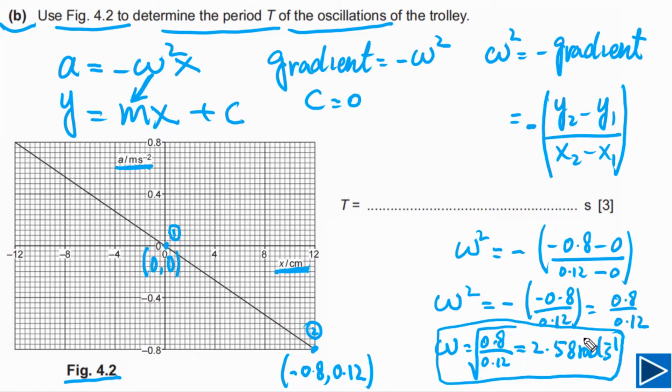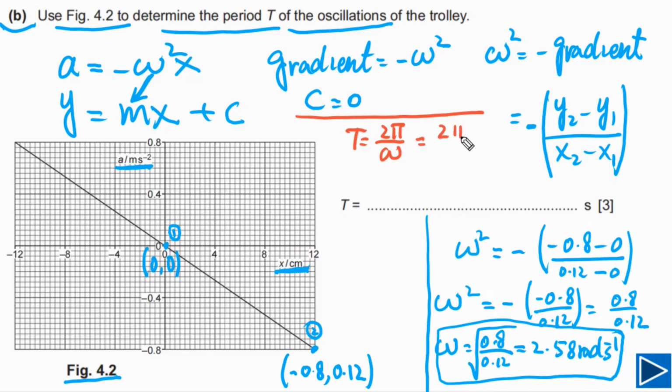But the question is asking us to find the time period. Now we need to understand the relationship between time period and omega. Time period T is equal to 2 pi over omega. Now we have the value of omega, so we can plug in 2 pi and omega, which is 2.58 radians per second. If we simplify this, the time period is equal to 2.4 seconds to 2 SF. So this is our final answer.